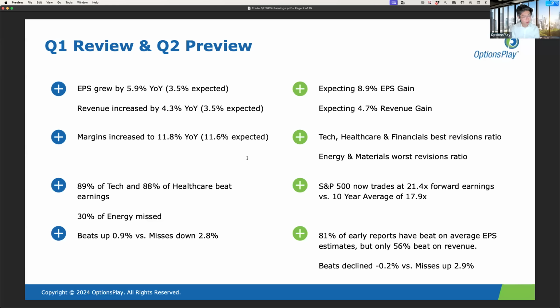Even though the bar is set pretty high, a 4.7% revenue gain year over year is nothing to sneeze at, but with that bar being set so high, a lot of companies are failing to meet it. So this is really where you see it in the reactions, right? Stocks that beat on earnings actually on average declined by 20 basis points. Normally you see stocks that beat on earnings at the very least have a positive reaction, at least on average.